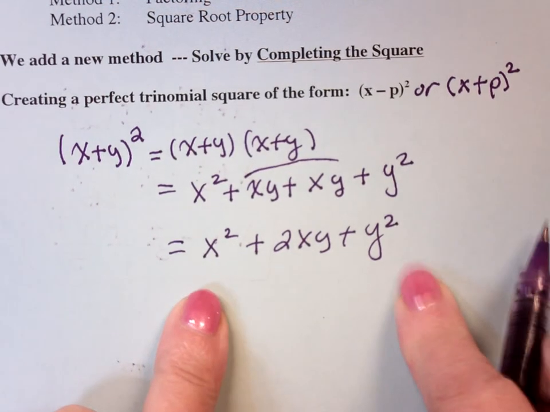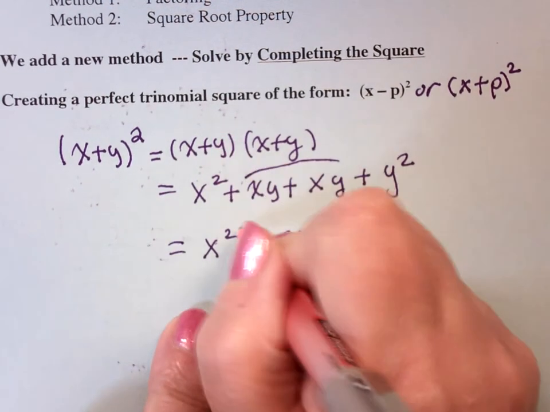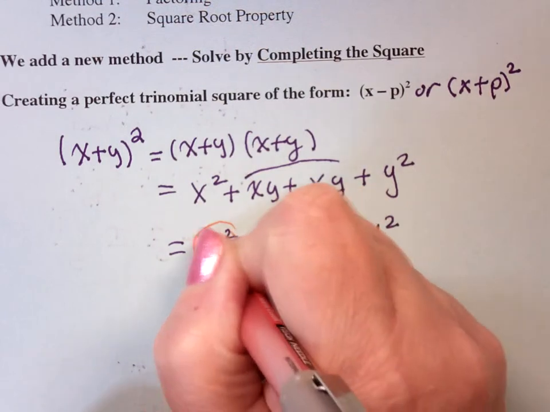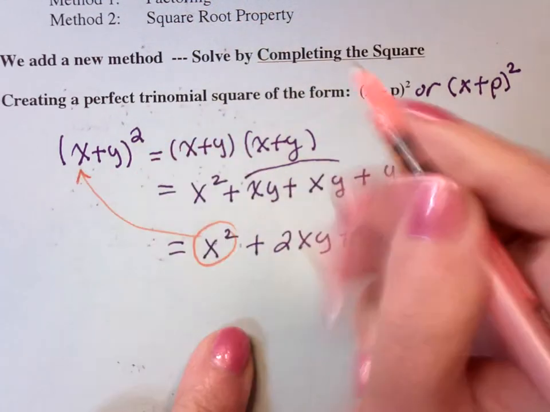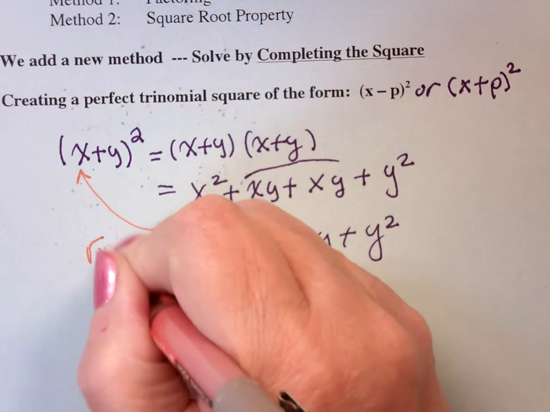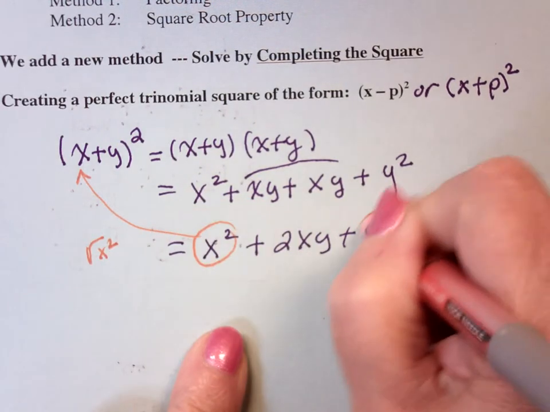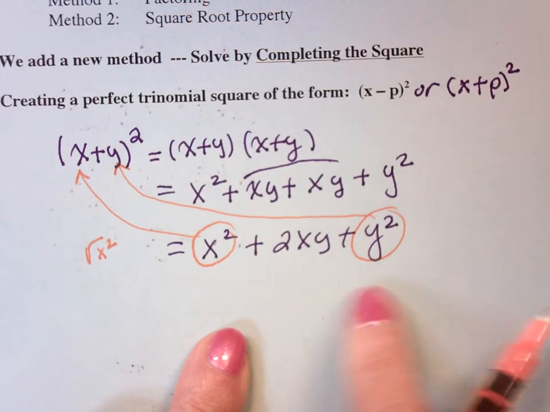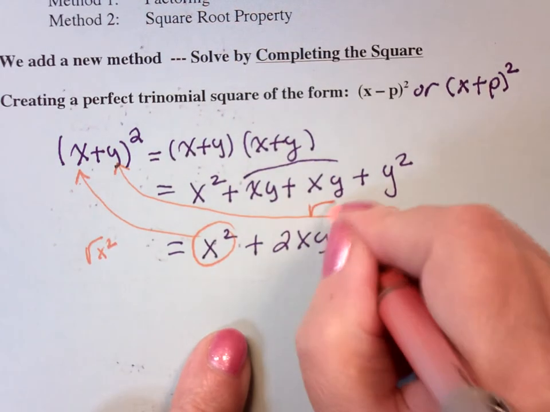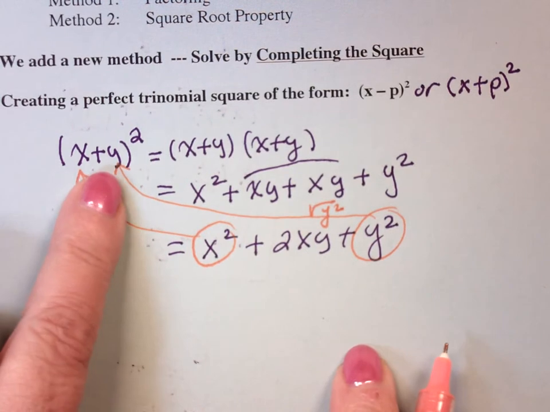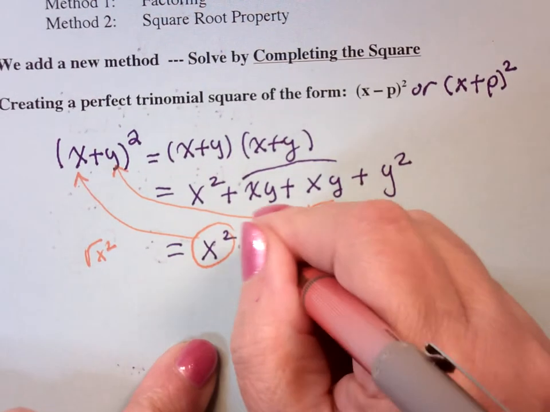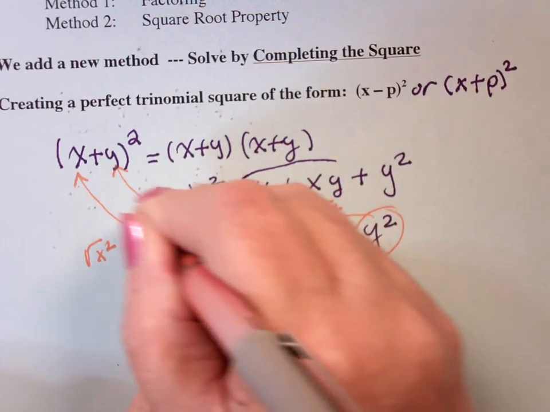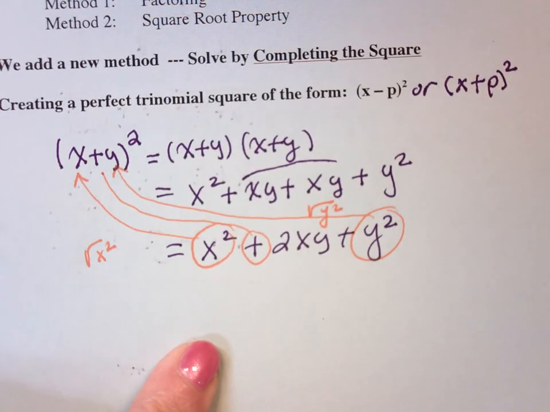Now this is what I want you to notice. If I take the square root of x squared, I get what's in the front of the parentheses. If I take the square root of y squared, the first and the last, that's what's in the back. The center sign is what's in the middle.